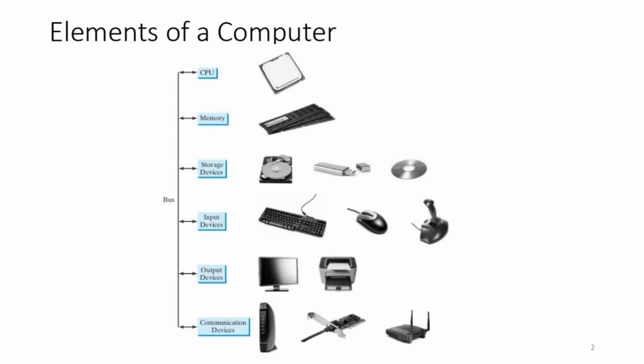We said that the computer has a CPU, a memory, storage devices, input devices, output devices, and some communication devices like a wireless card, LAN card, and router. All those devices are connected via a bus. A bus is a connection. A bus is a collection of wires which takes data from one component to another. It is used to transfer data from one element to another.